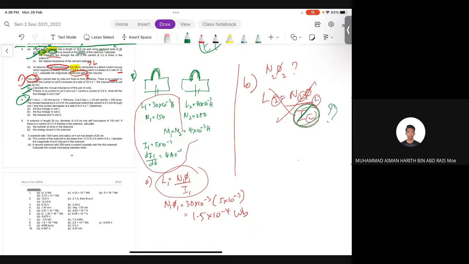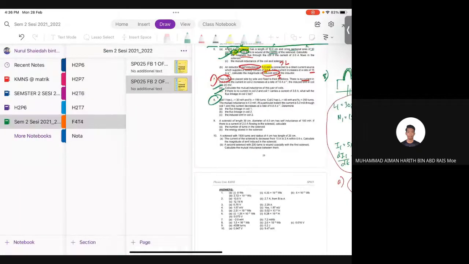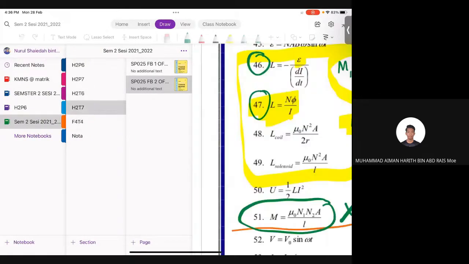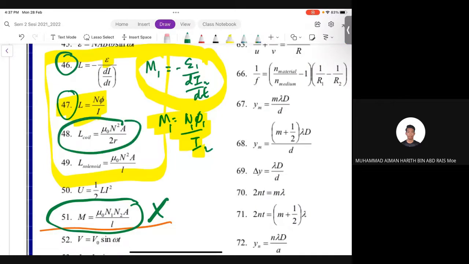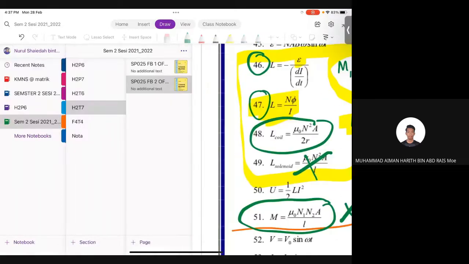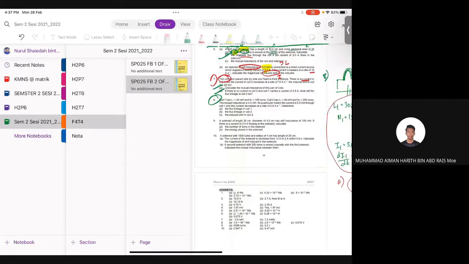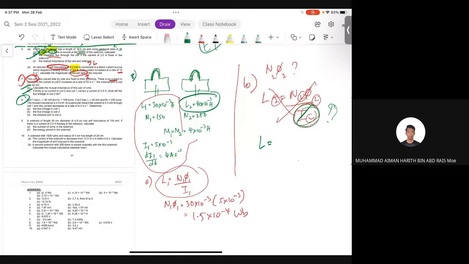So, saya ada L. Apa formula L lagi? L sama dengan EMF tak boleh. Ini adalah coil. Apa formula untuk coil? Mu naught N square A over 2R. Saya pun tak boleh pakai ni, because I don't know the R, the radius. I cannot use the solenoid. Ni bukan cerita pasal solenoid. Saya nak cari Nφ. I cannot use EMF, di over dt pun tak ada. So saya akan terstuck dekat situ. So maksudnya, I cannot use any L. Saya tak boleh pakai self-inductance. Saya kena guna mutual inductance lah.